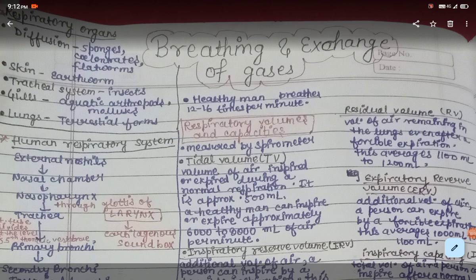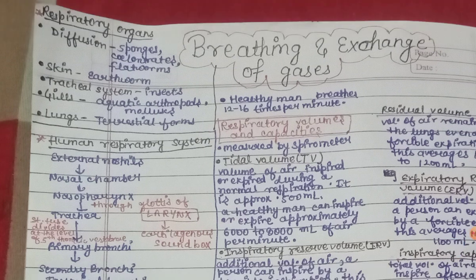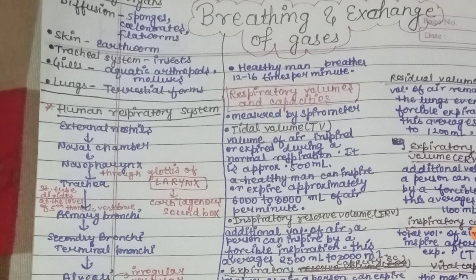Breathing and exchange of gases. Respiratory organs. Organ respiration through diffusion in sponges, cnidarians, and platyhelminthes. Through skin in earthworm is also known as cutaneous respiration. Tracheal system in insects, gills in aquatic arthropods and mollusks, lungs in terrestrial forms.